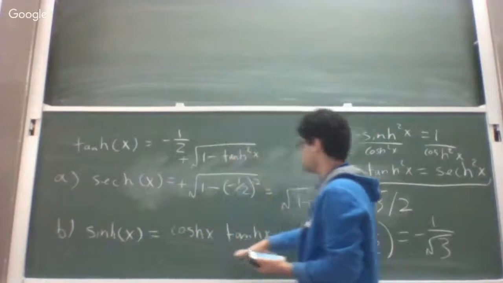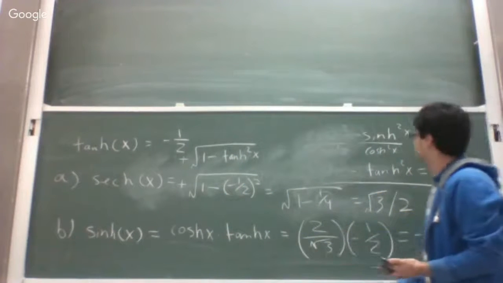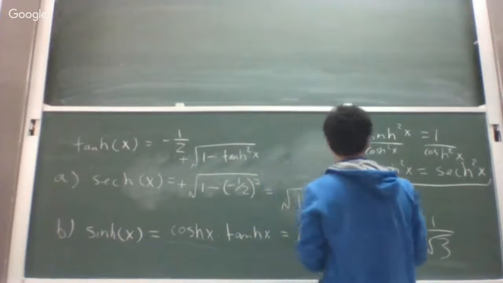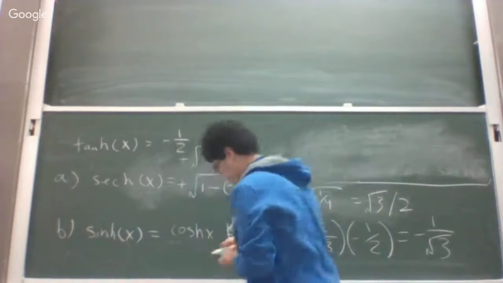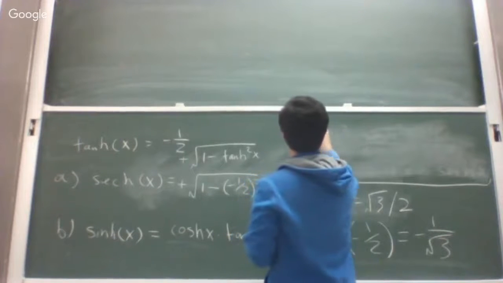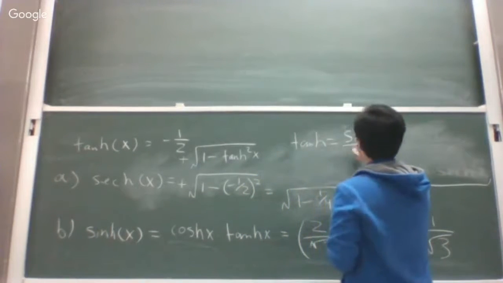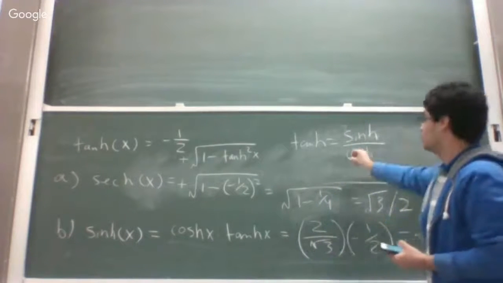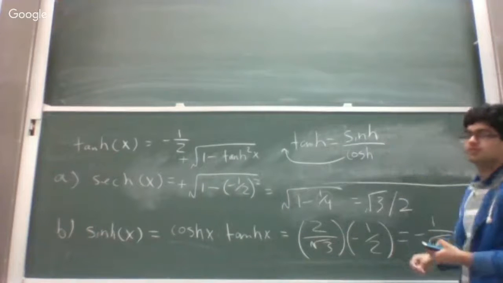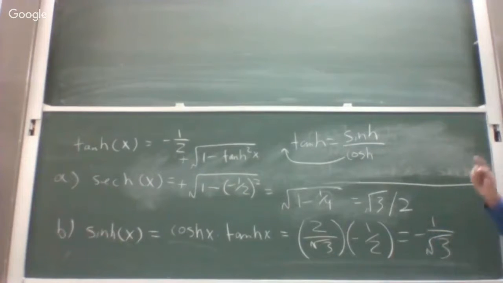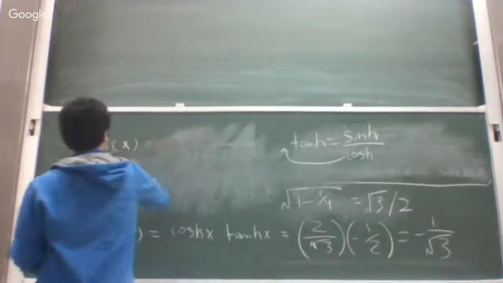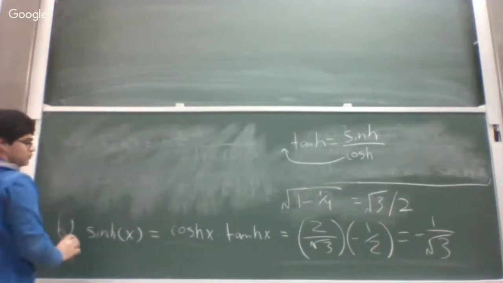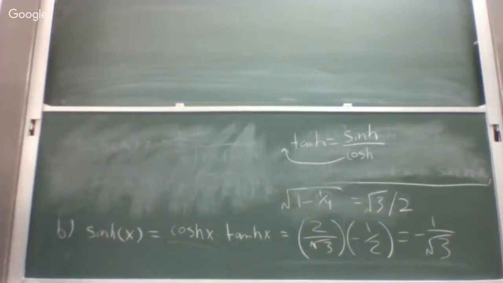Sinh is cosh times tanh, because tanh, just like tangent, is equal to sinh over cosh, and then you multiply that across to get sinh. You guys all see that? Good? Yes.